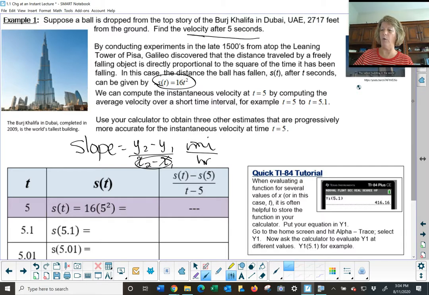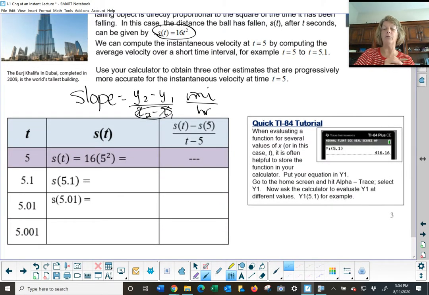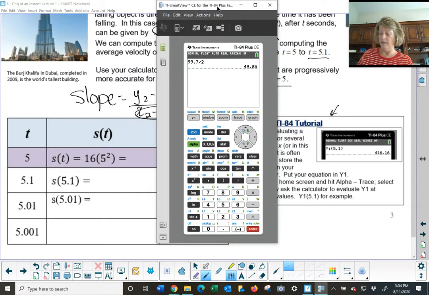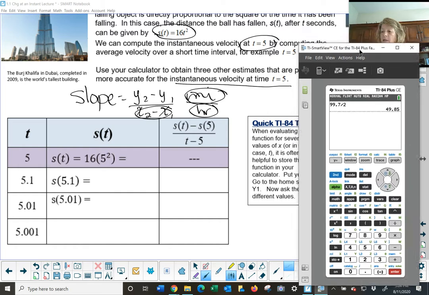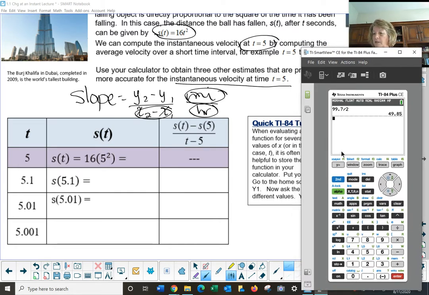So using your calculator, I want you to obtain 3 other estimates that are progressively more accurate for the instantaneous velocity at time 5. We know we can compute the distance traveled at 5 seconds, 5.1 seconds, 5.01 seconds. And so I can use distance over time to get velocity. All right, so quick tutorial. You probably know your calculator very well, and you're going to get to know it even better this year. I'll show you some new tricks, and then you'll pick up some calculus ideas as well. Some functions that you've never used before.